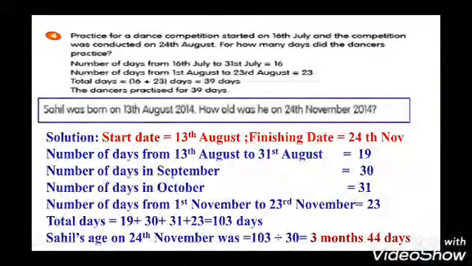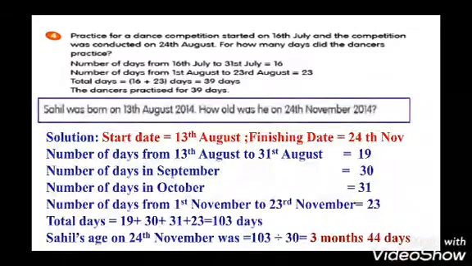Now practice for a dance competition started at, now here it's not hours, it is dates. So number of days from 16th July to 31st July we count on fingers, it is 16. Number of days from 1st August to 23rd August is 23. So we add both the days and the total is 39 days.